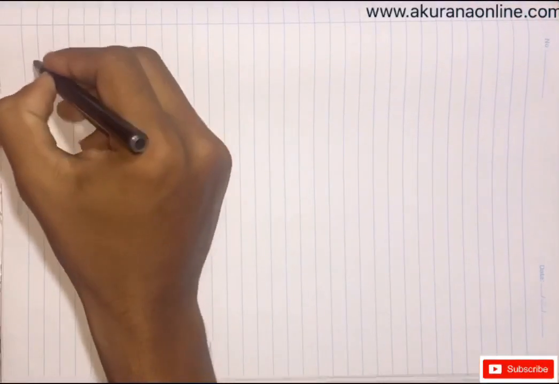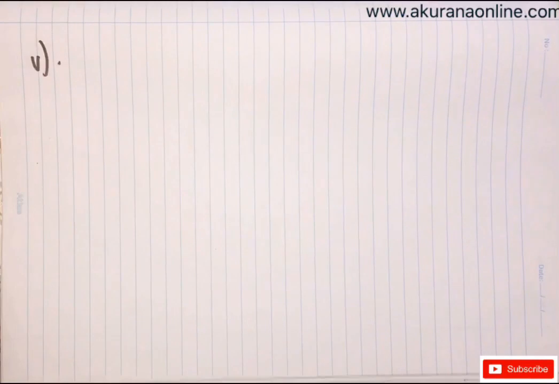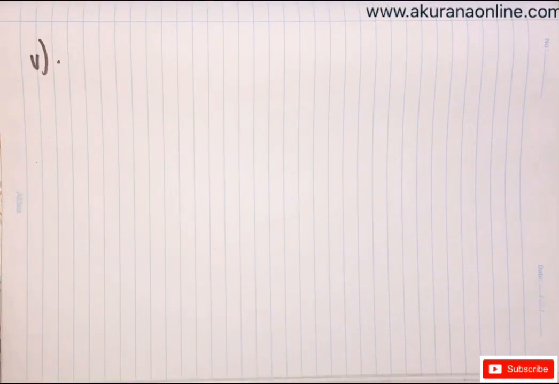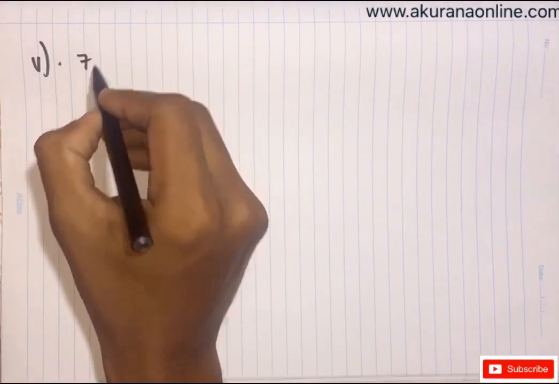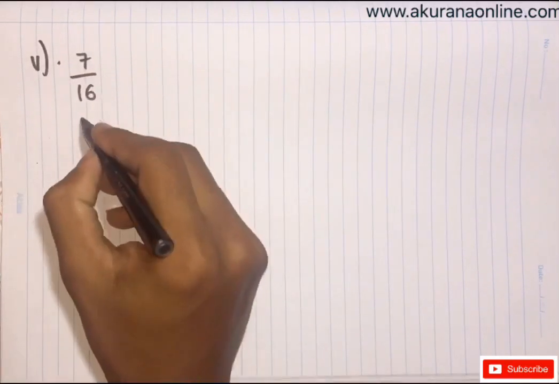And the next part, the last part, fifth part, state with reasons whether there is a greater probability of drawing balls marked with the same letter on both occasions or drawing green ball at least once. Now what is the probability of drawing green balls at least once? That we have already found out. It was 7 over 16. This is for green balls.